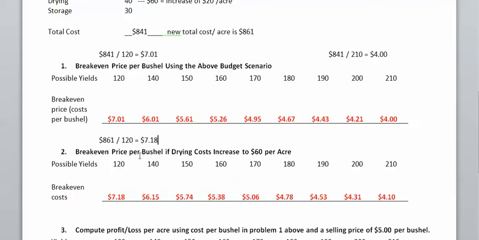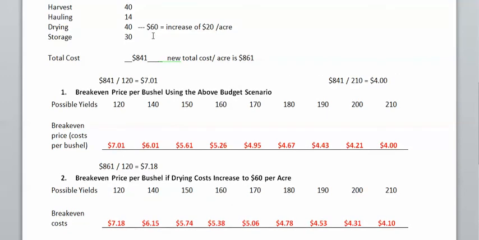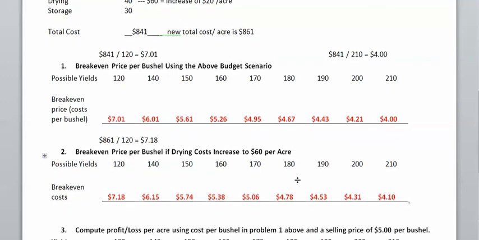Okay, divide 861 by 140 to get 615, 861 by 150 to get 574, etc. We're still going to have a decrease in cost per bushel as we increase yield. And it looks like that it's going to be about a 10 to 13 cent increase in price per bushel that we need to break even. So you can see how much that has an effect. Our cost went up $20 an acre. Well, that's about 10 cents a bushel.